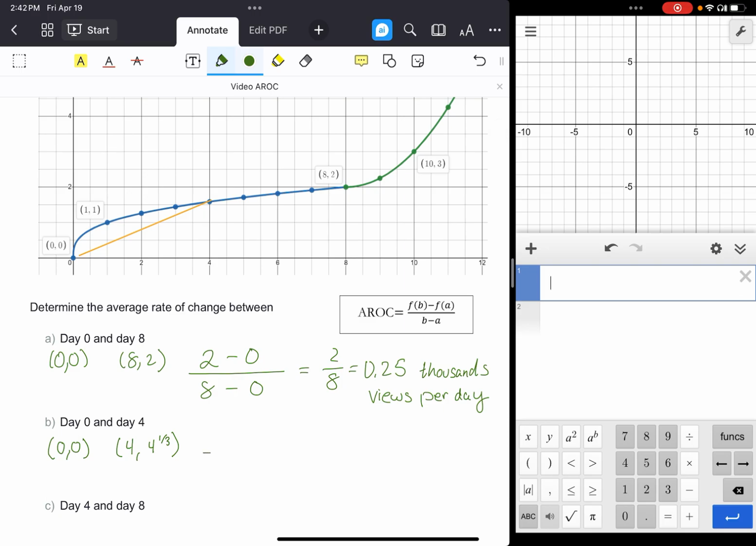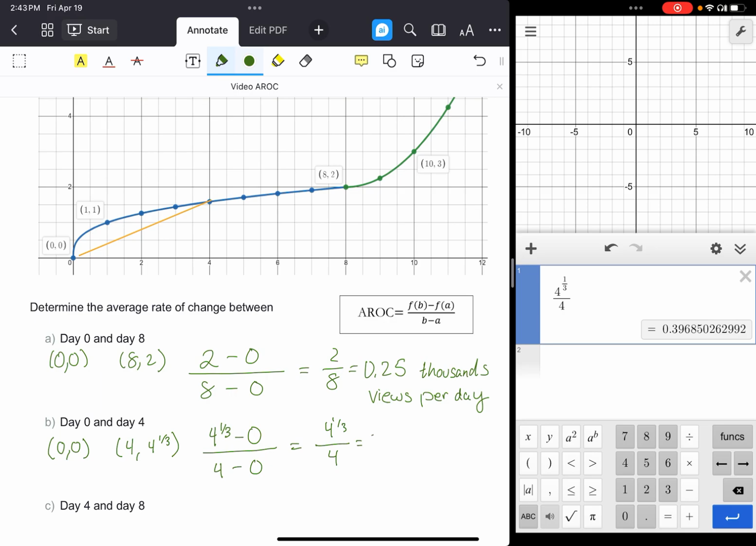once. And so in this case, my change in outputs is 4 1/3 minus 0 all over 4 minus 0, which comes out to be whatever 4 1/3 is divided by 4. Well, I should probably then put that in the calculator. And then we're going to divide that by 4, and we get 0.397-ish thousands of views per day.